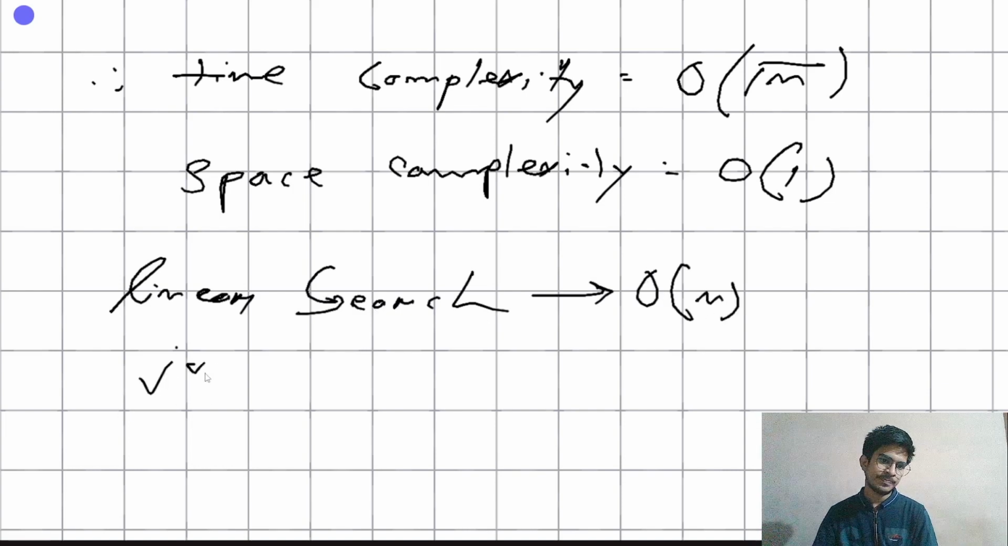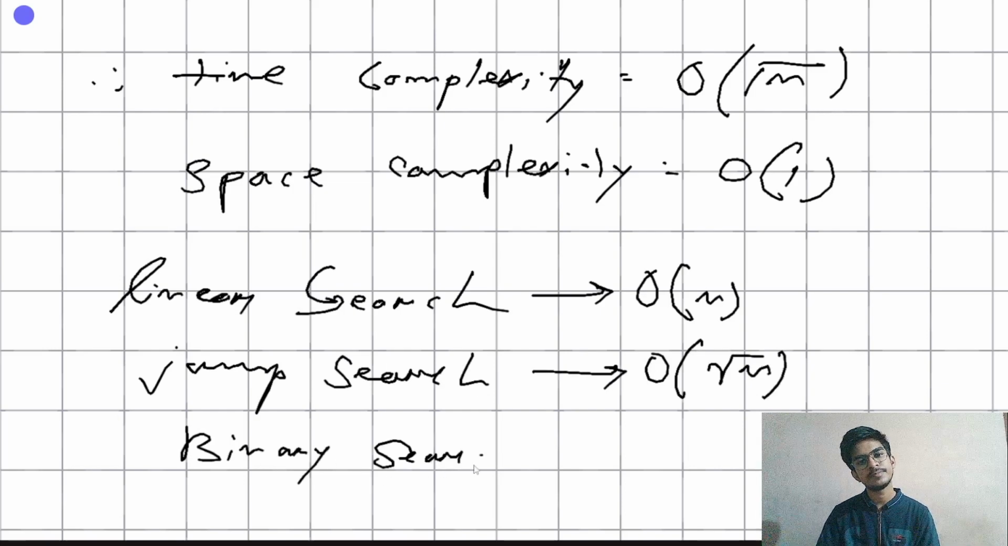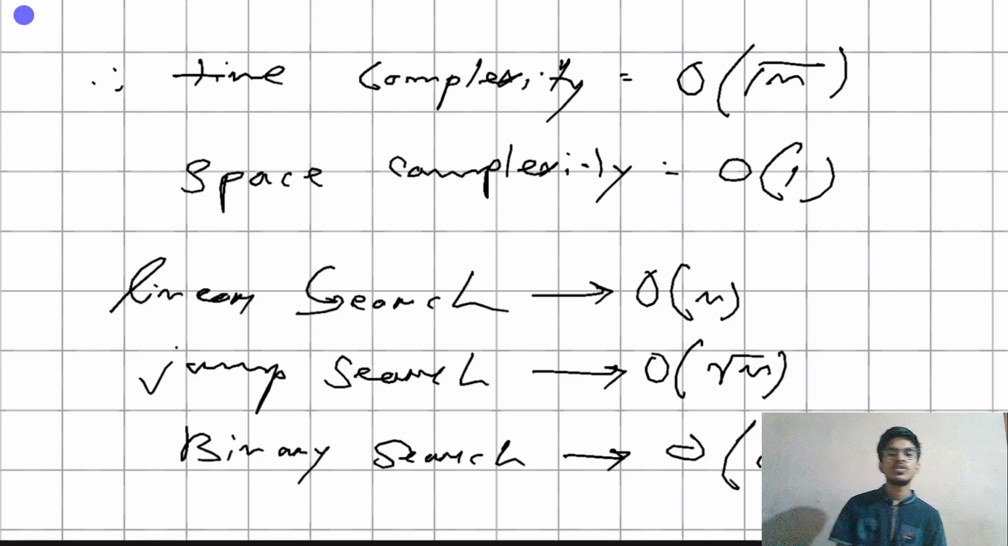And in the jump search, it is root of n, O of root of n. And in the binary search, it is O of log n, right? So actually linear search is less efficient than the jump search, and jump search is less efficient than binary search.